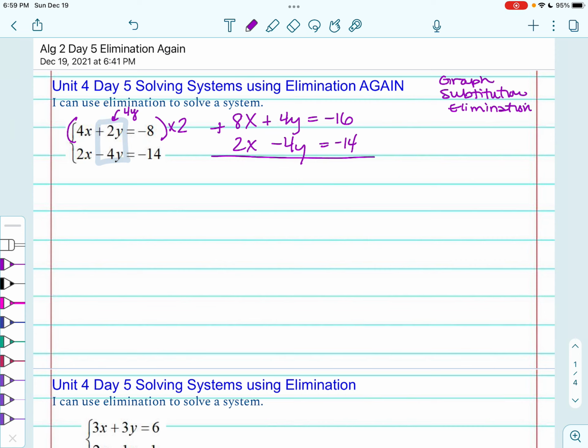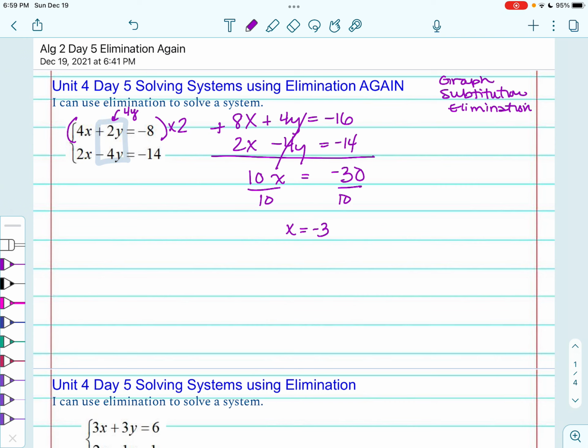And then remember, we're always going to add down. So our y's are eliminated, so that's good. I have -30 here and positive 10x here. Divide by 10, divide by 10, and I get x equals -3.